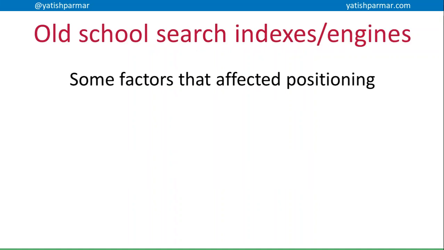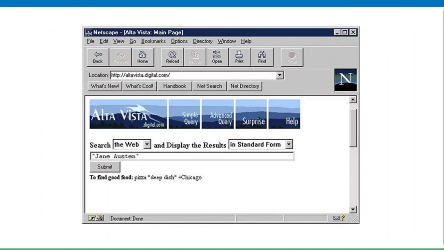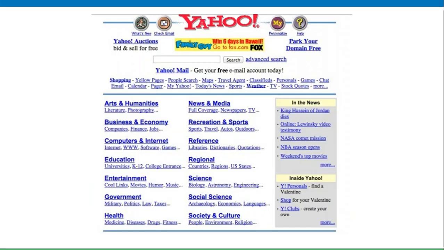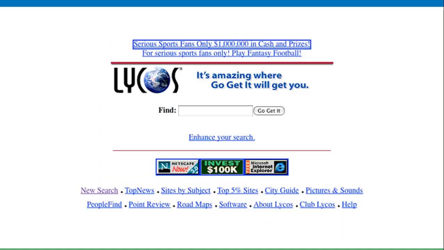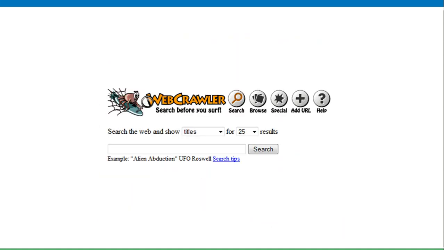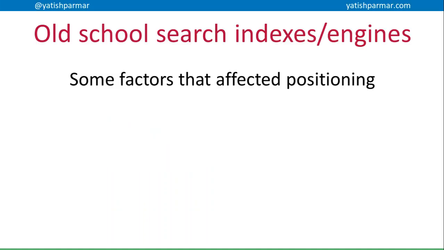So when we talk about old school search engines, you guys are probably too young to think about it, but they had different factors that affected the positioning. I'm talking about things like AltaVista, the original Yahoo, because this was an index of websites and web pages, then things like Lycos and WebCrawler. What they would do is send out a bot to crawl through the page, looking for different kinds of information on the page.